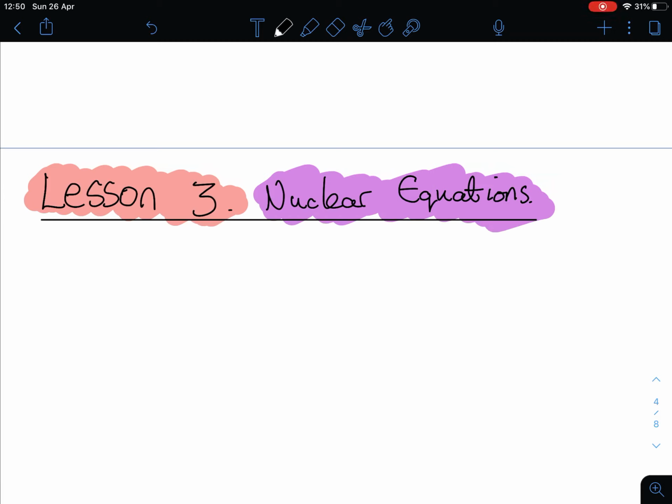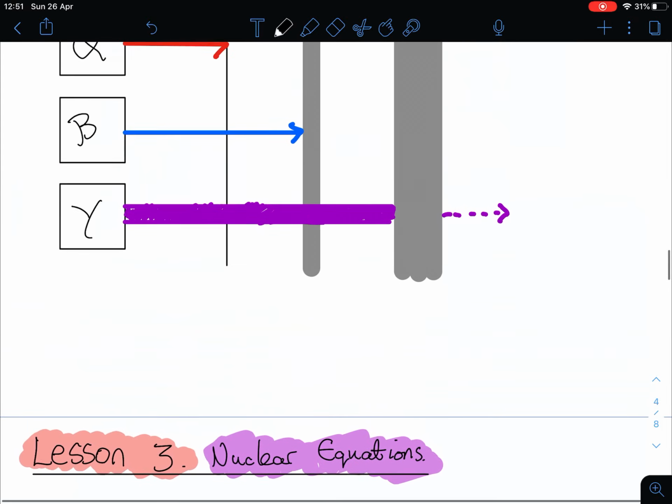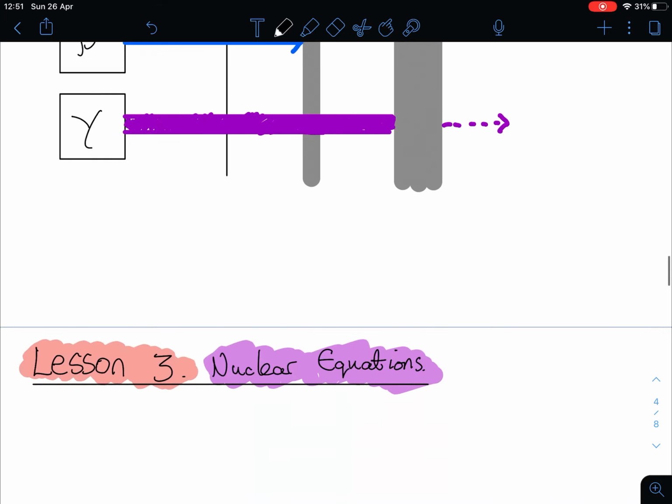Okay, lesson 3, nuclear equations. This one's going to make you look like a boss when it comes to science. The level of mathematics required is that of about a 6-year-old, but it just looks trickier than it really is. So last lesson we learnt about the 3 types of radioactivity: alpha, beta and gamma.